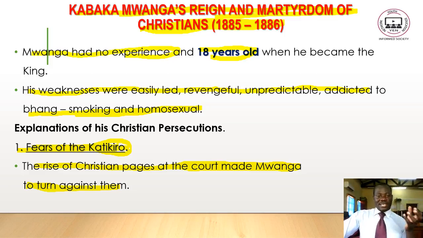We have already said that the pages, those assistants there, were the first people to adopt that religion at the king's court. So they were far ahead of the Kabaka himself. So he wanted to get rid of all of those pages.